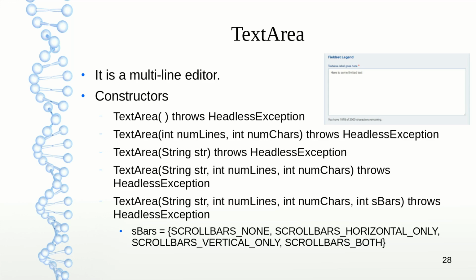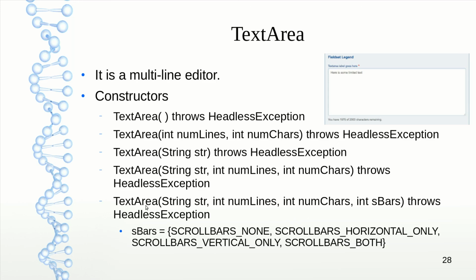Then we have the constructor TextArea with a number of lines and width specified in numChars. We can initialize the text area with a string using the third constructor. Then we have a TextArea with a string and the number of lines and numChars passed as parameters. So this constructor initializes the text area with a string, and here numLines specifies the number of rows, and numChars specifies the width of the text area in terms of characters.